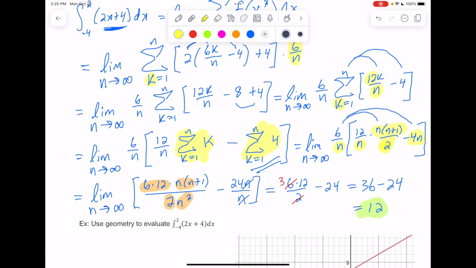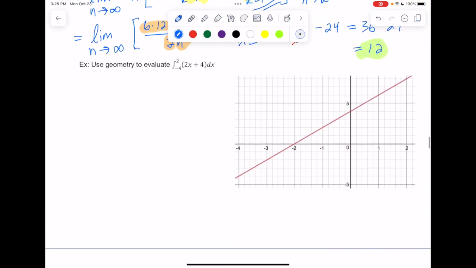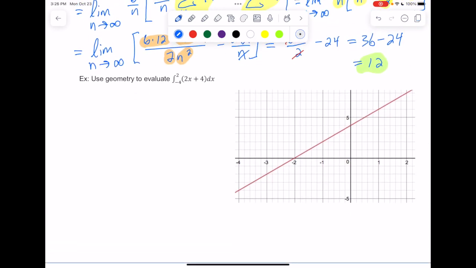But is it right? We have a way to check. Let's try and do that exact same problem, but this time we're going to use geometry to evaluate the integral instead of using the limit of the sum. This is not an option that we have all the time, but it is an option available to us on this one, because as we do the integral from -4 to 2, we're finding the area between the function and the x-axis, with -4 as my left boundary and +2 as the right boundary.